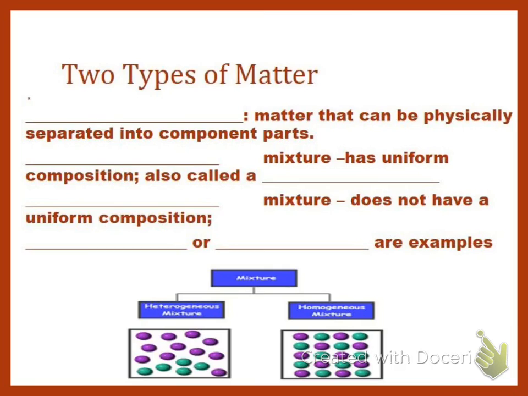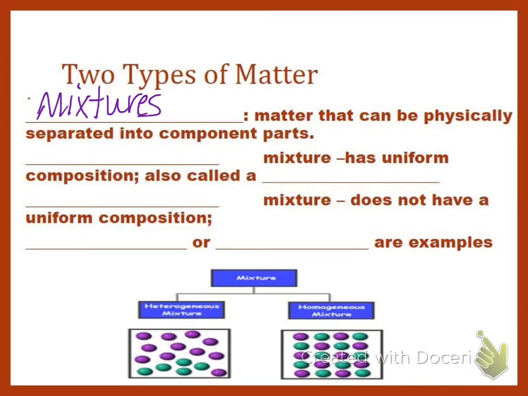The next type is mixtures. And if you recall from the beginning of the year, mixtures can be separated by physical means. Things like distillation, separation, boiling point, those can be separated by physical means.